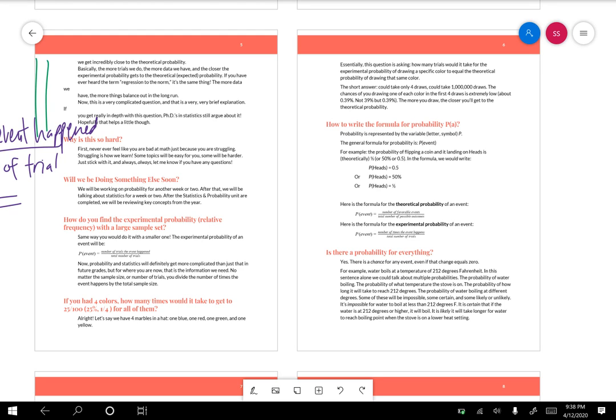That's very, very unlikely though. It's about 0.39%, not 39%, but 0.39% chance of happening. The more we draw, though, the closer we'll get to theoretical probability.